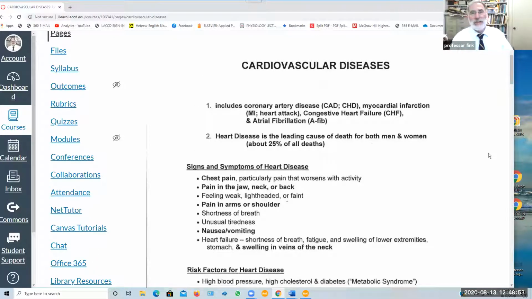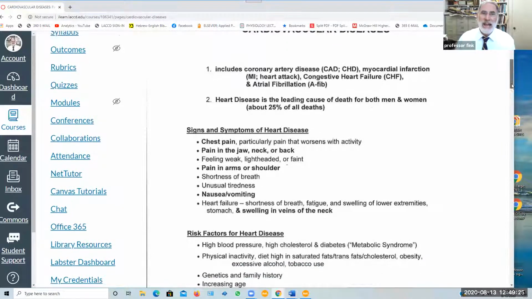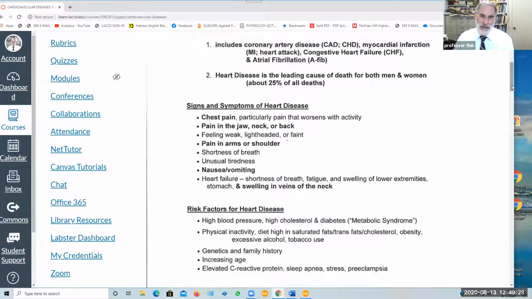So cardiovascular diseases include coronary artery disease, which is also abbreviated as CAD. It's also known as coronary heart disease, CHD, myocardial infarction, which is the clinical word for heart attack, congestive heart failure, which is associated with decreased cardiac output by the heart and a failing heart, and atrial fibrillation, or AFib, which is an electrical arrhythmia of the heart that leads to blood clotting problems. Heart disease is the leading cause of death in both men and women, accounting for 25% of all deaths. So it is the number one cause of death.